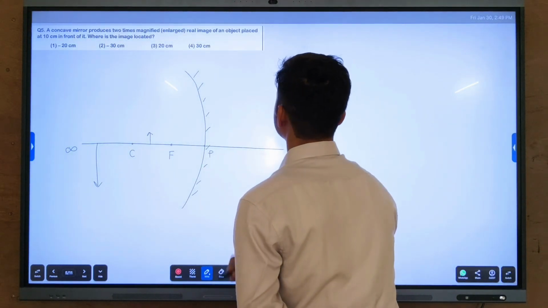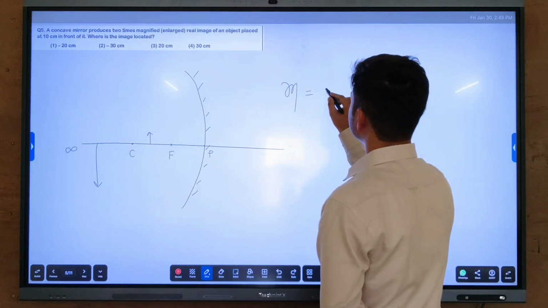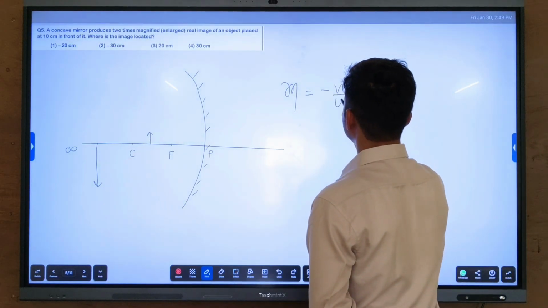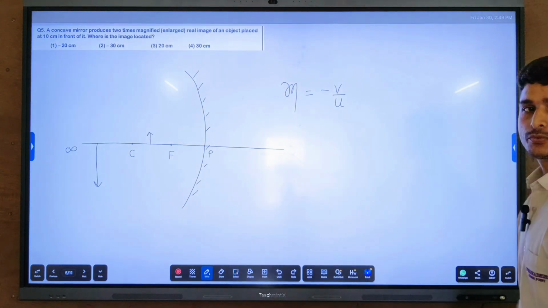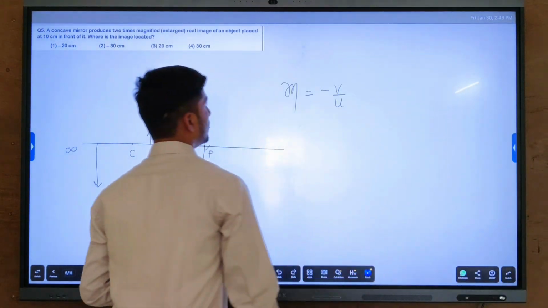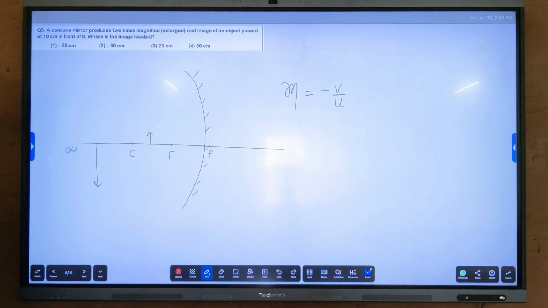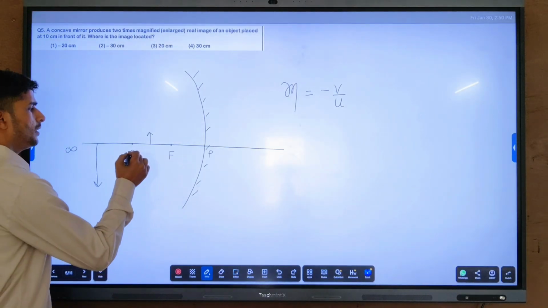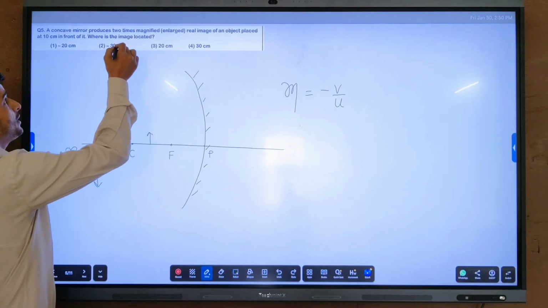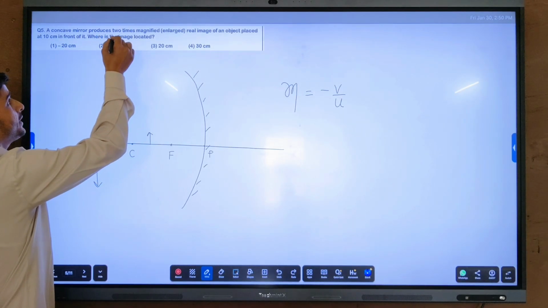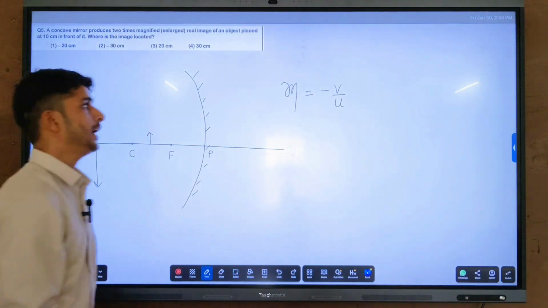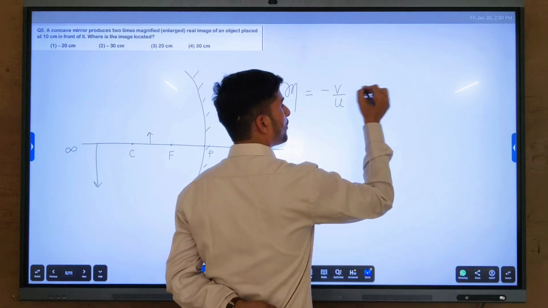2 times magnified. And you know the magnification formula for a mirror is minus V upon U. This will be the magnification formula for a mirror, minus V upon U. And the main thing is that they are saying 2 times magnified. So we have to put here plus 2 or minus 2.